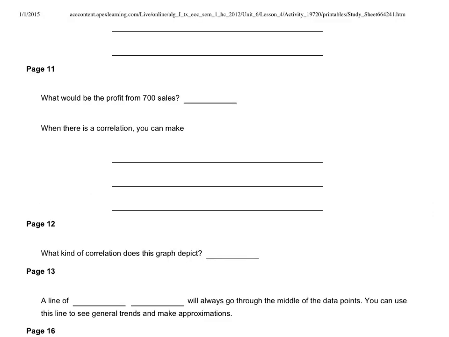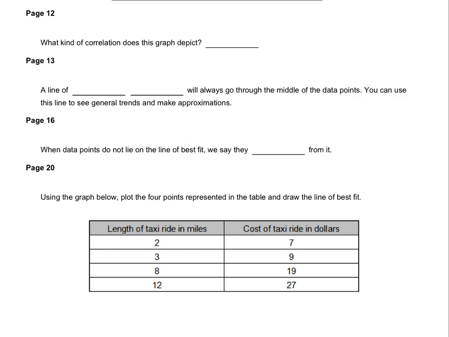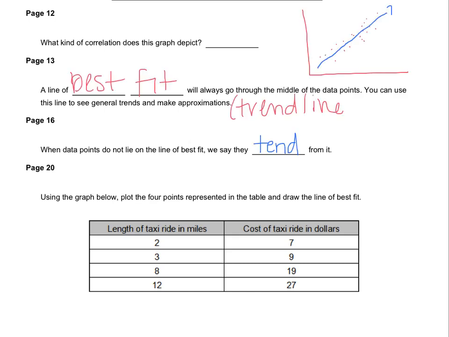Several of these questions here are not going to necessarily help us because we're not using Apex, so we're going to skip down to 13. We have what's called a line of best fit, or a trend line, which is another name for it. It will always go through the middle of the data points.